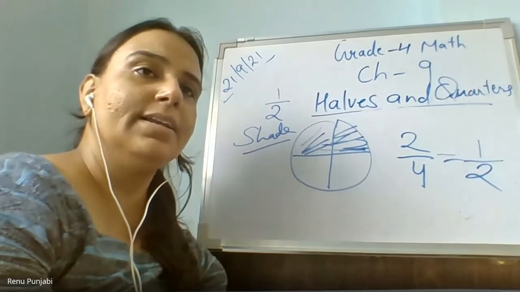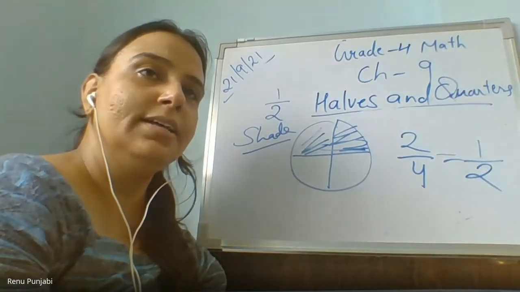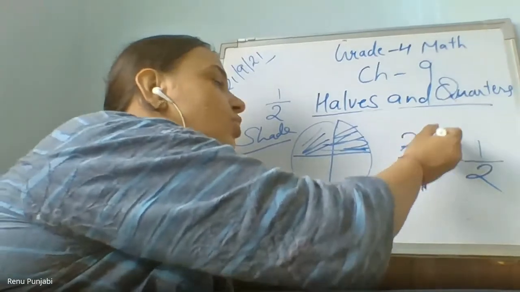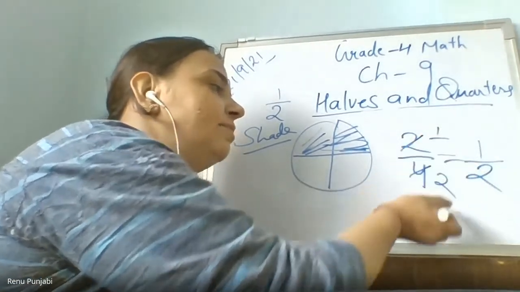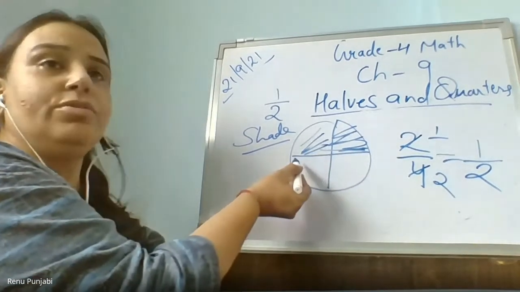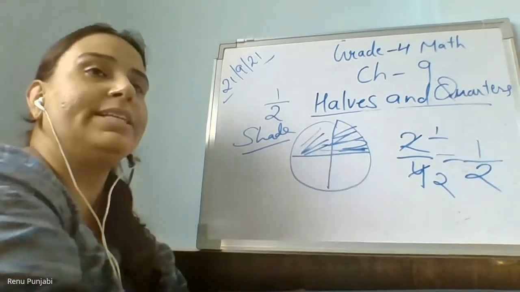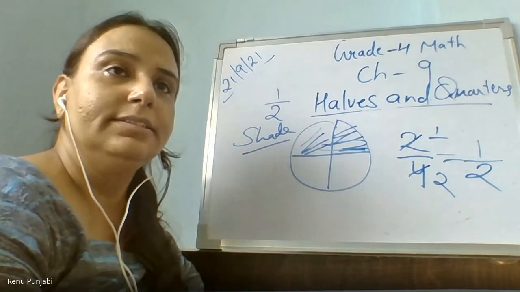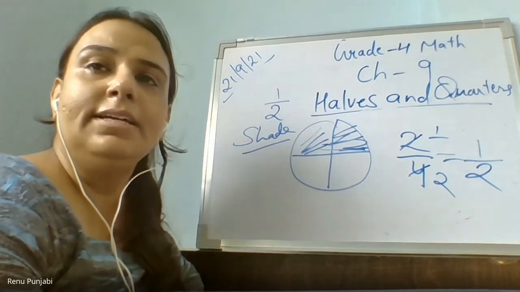Got it, everyone? Clear? Yes, ma'am. Because 2 ones are 2, 2 twos are 4. When you simplify, it will be 1 upon 2. And in the figure also you can see, I have shaded the half exactly. Am I clear?